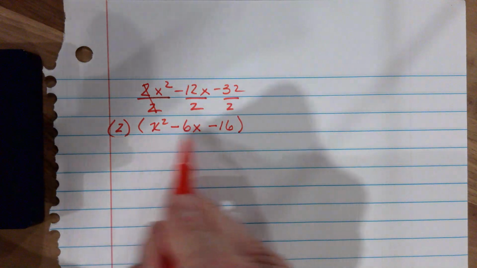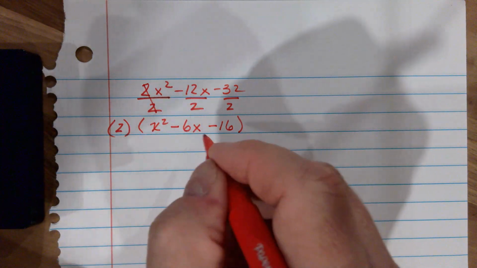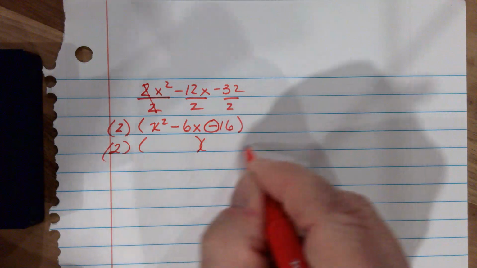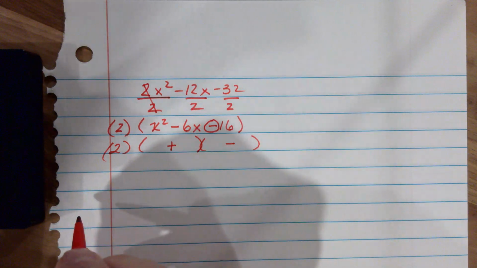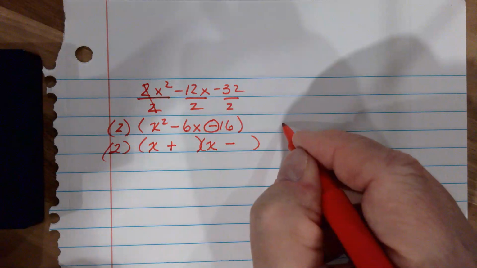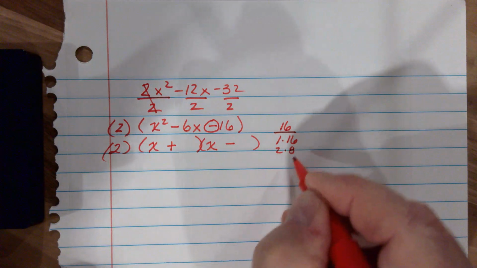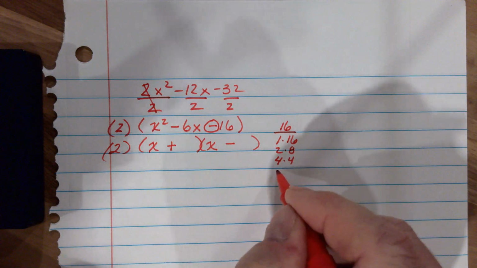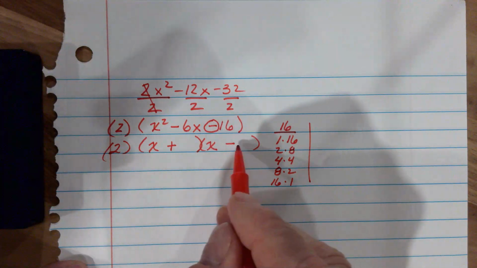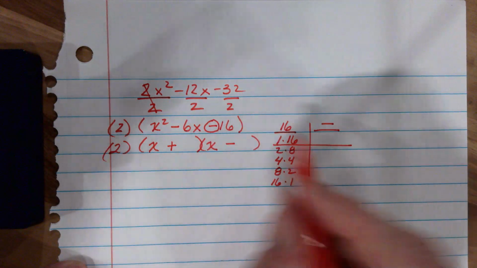I still must look to try to reduce this. This is just a common factor. This is a trinomial. It needs to be broken down. This is a red light, so I am going to have plus minus. I'm going to split up x squared. Those are always the same. And now I've got 16. 1 times 16, 2 times 8, 4 times 4, 8 times 2, 16 times 1. Different signs. I am going to subtract these, and I am looking for a negative 6.